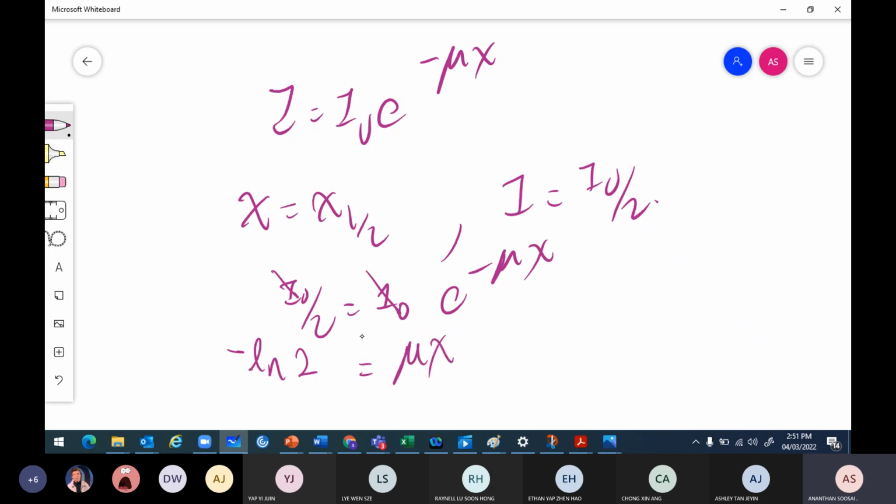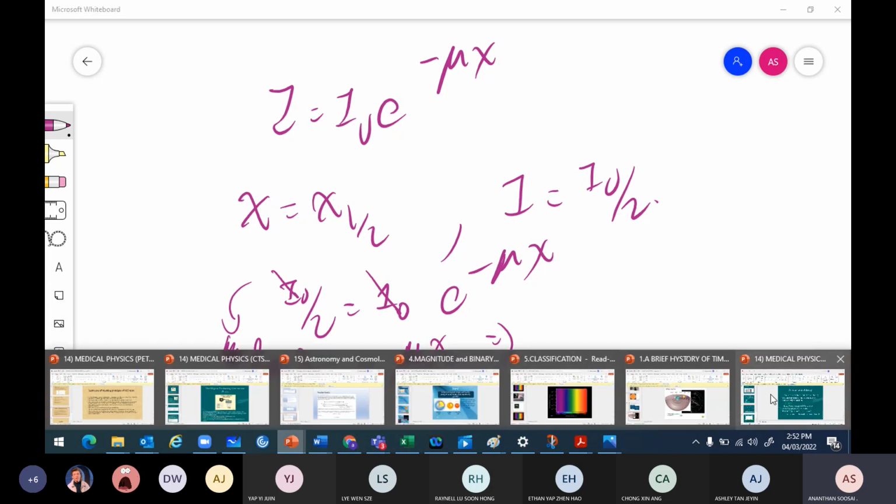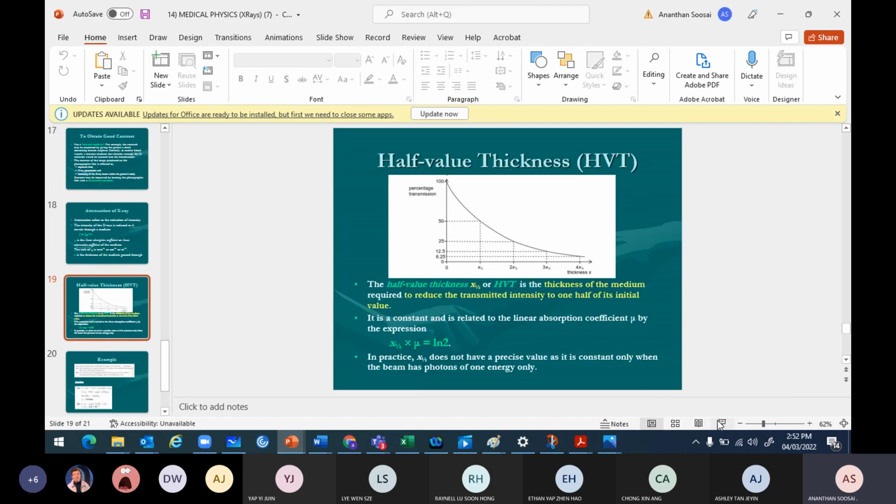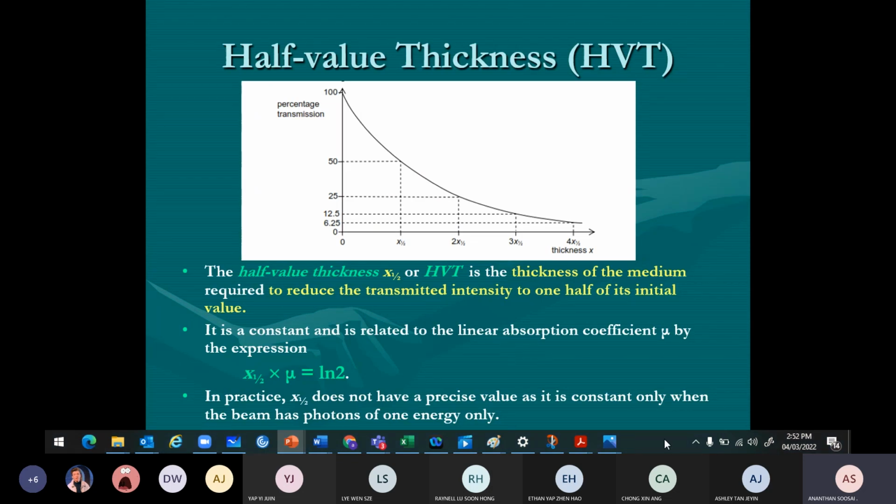I jumped a few steps from here to here. The negatives cancel, so ln 2 becomes mu X. It's the same as your half-life derivation. So that's what's shown here: the half thickness times mu is actually ln 2.